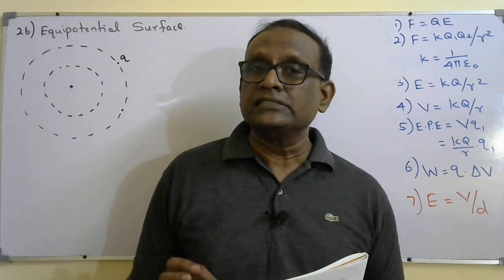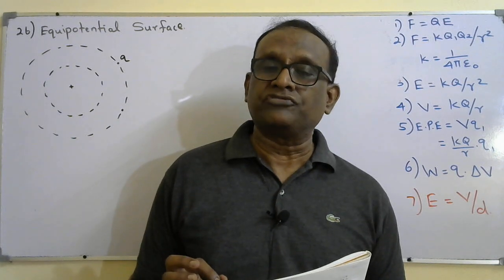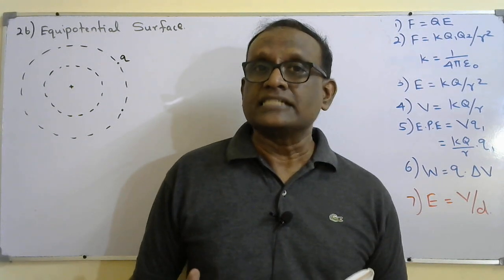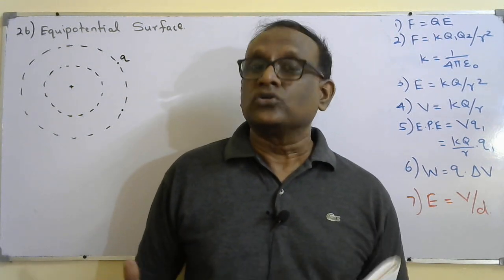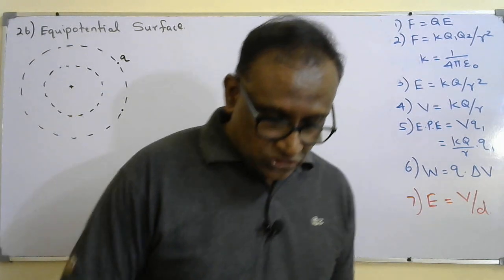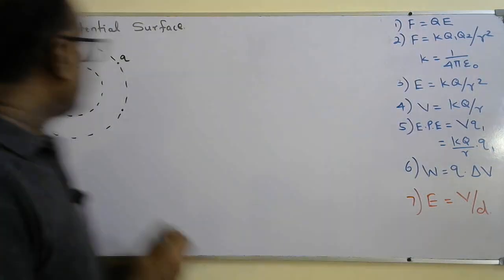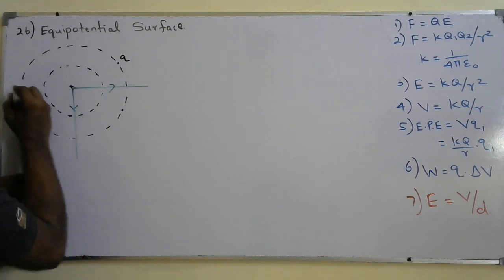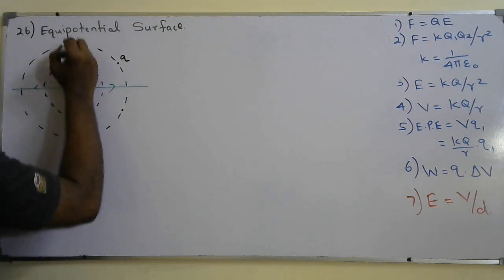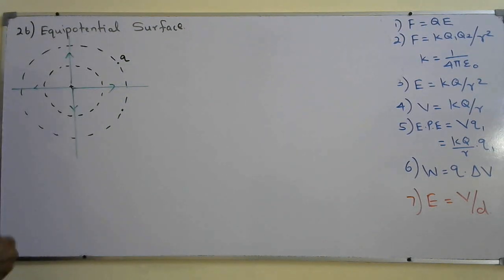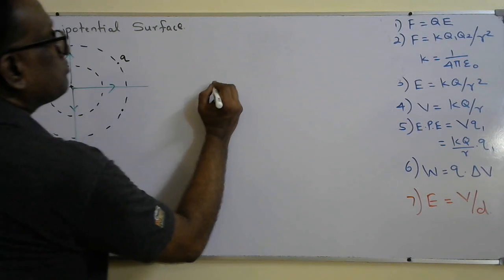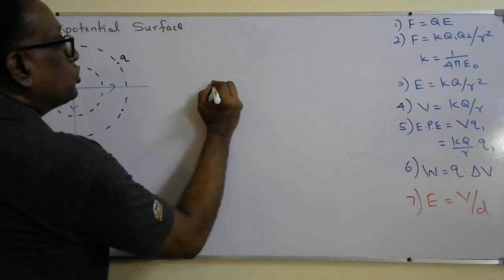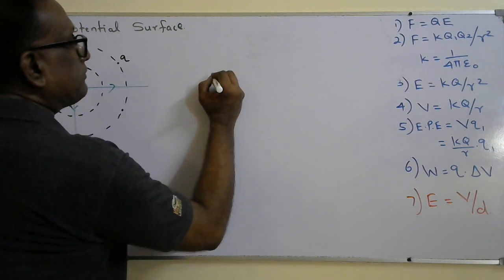That means the charge should not experience any electrostatic force along the direction of motion. That means the field lines must be perpendicular to the equipotential surfaces. So if you draw the field lines for a positive point charge, the field lines are in this direction. So you know that they are perpendicular to the equipotential surface.